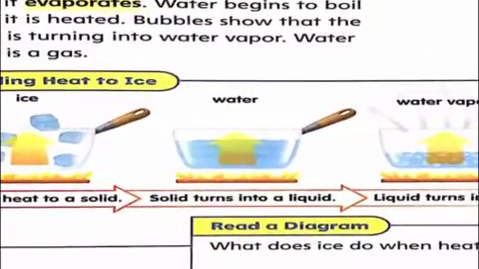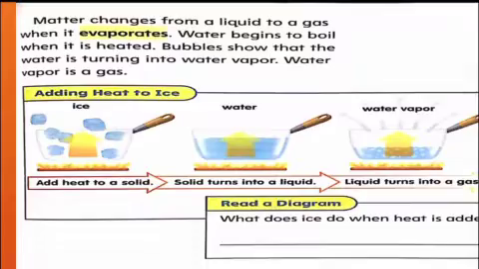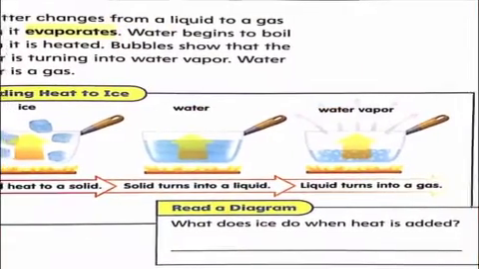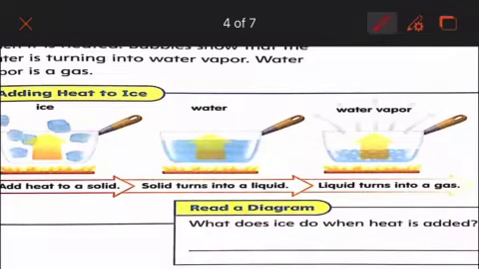Let me zoom in so you could understand more. Okay, so here, look at the diagram. Adding heat to ice. Okay, this is ice. So we added heat to the ice. What happened to the ice? The ice turned into water.